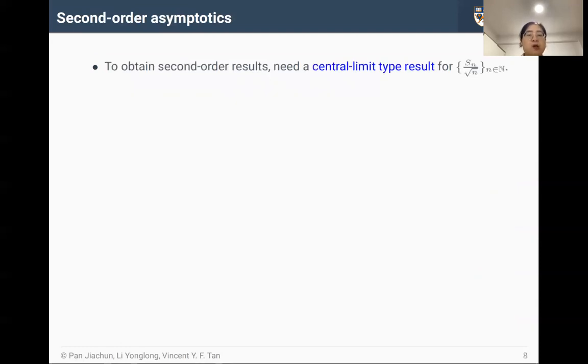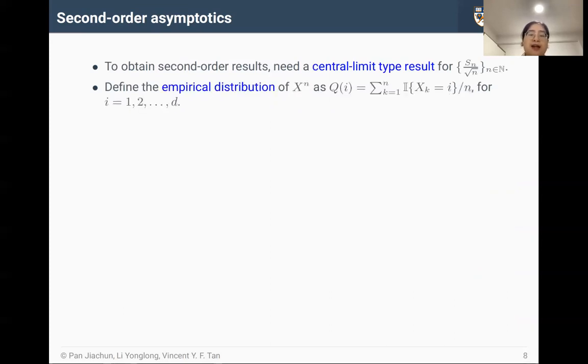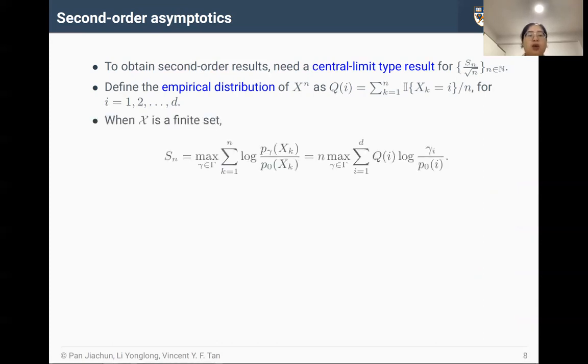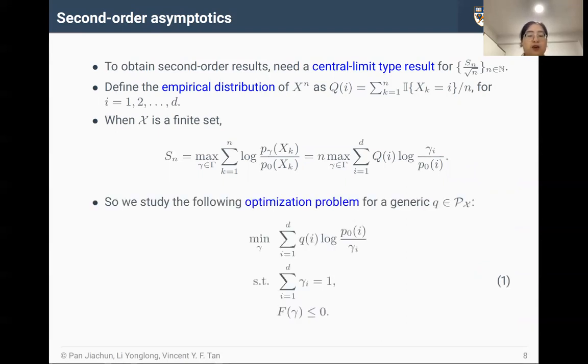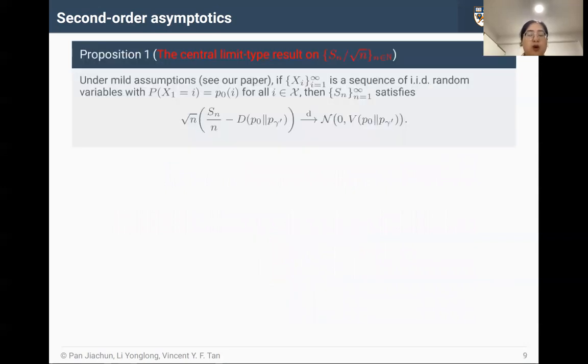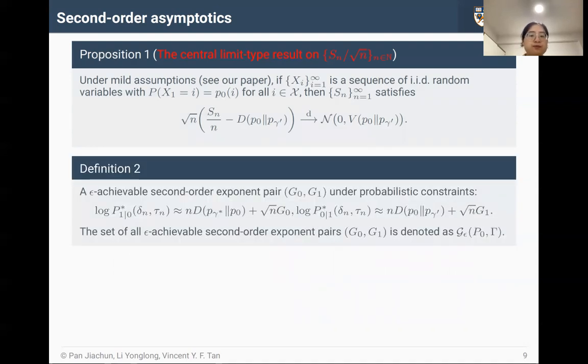To obtain the second order result, we need a central limit type result for the sequence of Sn over square root n. Define the empirical distribution of Xn as Qi for i from 1 to d. Then we express Sn by Qi. Then we study the following optimization problem. After solving the optimization problem, we obtain our main technical contribution in our paper, the central limit type result on the sequence of Sn over square root n.